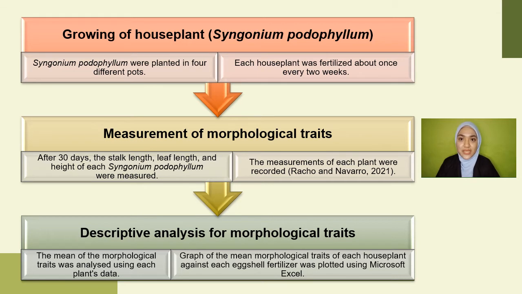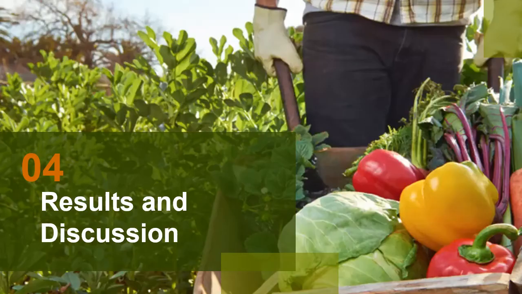The last method is descriptive analysis for morphological traits. The means of the morphological traits were analyzed using each plant's data. A graph of the mean morphological traits of each houseplant against each eggshell fertilizer was plotted using Microsoft Excel.